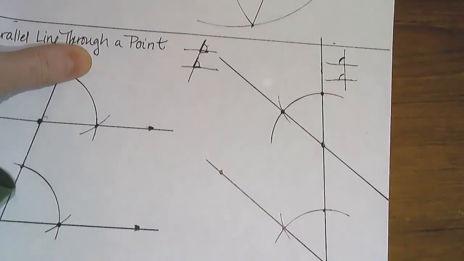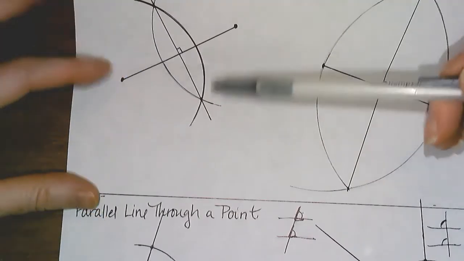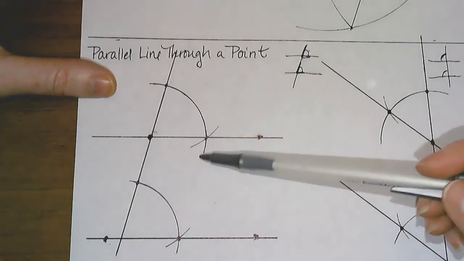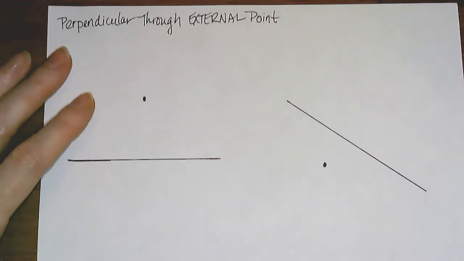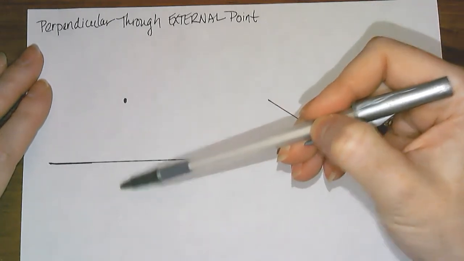Okay, two more constructions. So we did a perpendicular bisector. We did make a parallel line through a point by copying an angle. So our last two constructions that we're going to look at are actually both making perpendiculars. However, we have two scenarios. We're going to make a perpendicular that goes through a point that's sitting off the line.